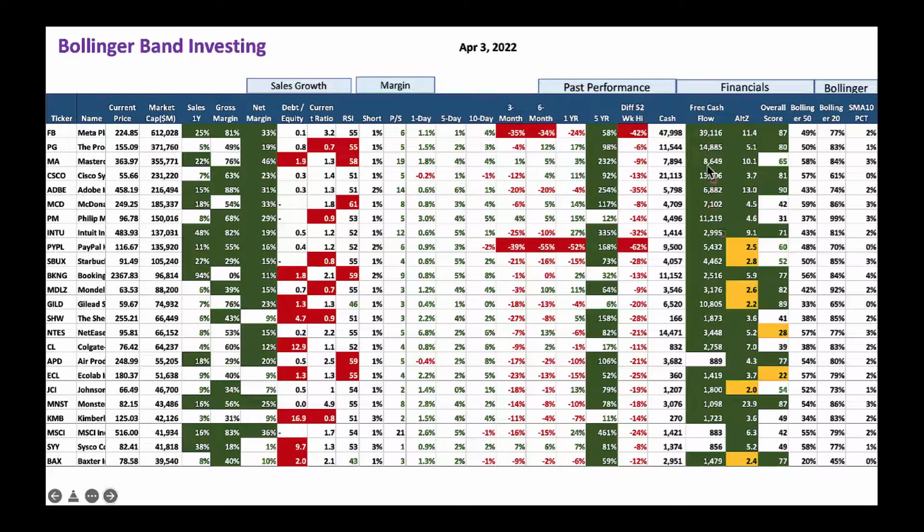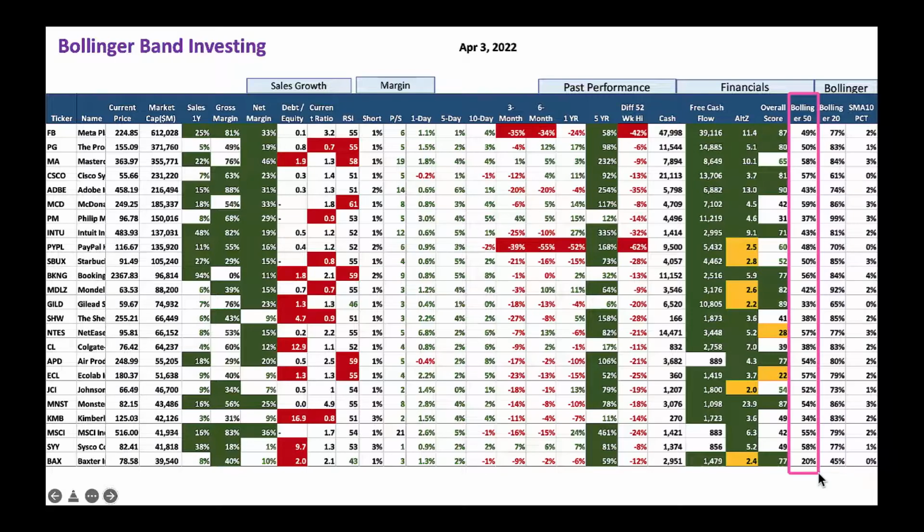So look, we got Bollinger Band right here. I took a look at the 50 period Bollinger Band. All these stocks have got a 50 period Bollinger Band below 60. That tells you it's got 40 more percent to go to hit the top upper band here. So it's got more room to run.